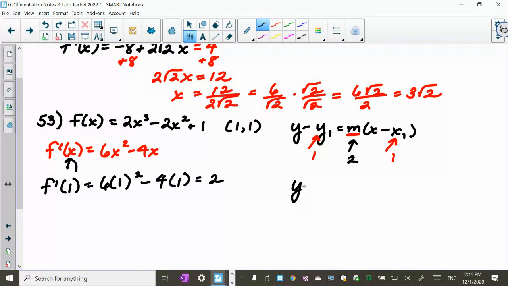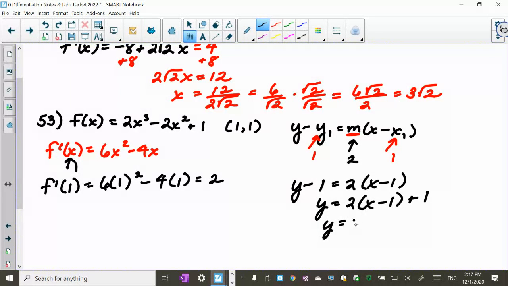So I know my line is y minus 1 equals 2 times (x minus 1). So y equals 2 times (x minus 1) plus 1. I'm moving that over. If I keep multiplying through, you could leave it that way, but if we're going to check it on the calculator, it's better to distribute. So that's 2x minus 2 plus 1. So my tangent line is 2x minus 1.